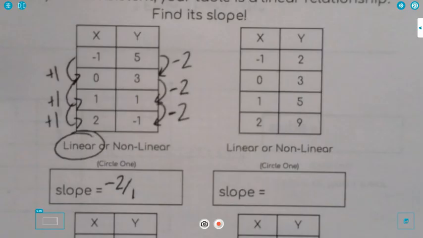Okay, any questions about that first one? Hey, let's go look at the next one then, right next to it.